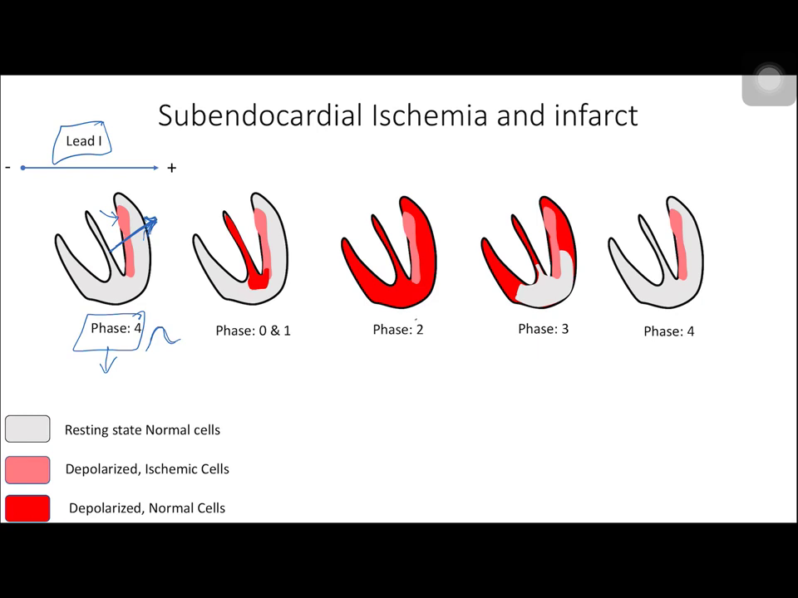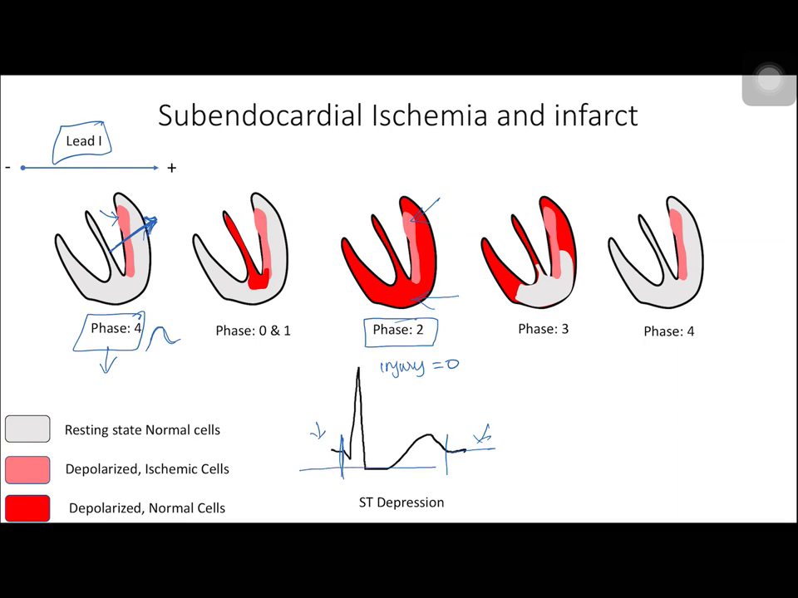And if we record this from lead 1, this is going to produce a positive deflection. And when we gradually progress to phase 2, the normal cell also depolarizes and the ischemic cell also depolarizes. Now the injury current is going to be 0, or it could be minimal. So in phase 4, that is from the TP segment till the beginning of the QRS complex, there is going to be a positive augmentation to the entire ECG.